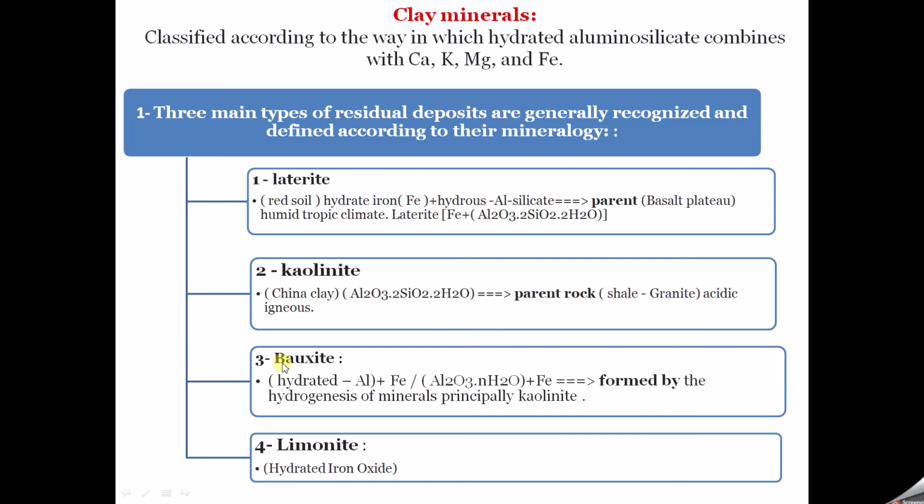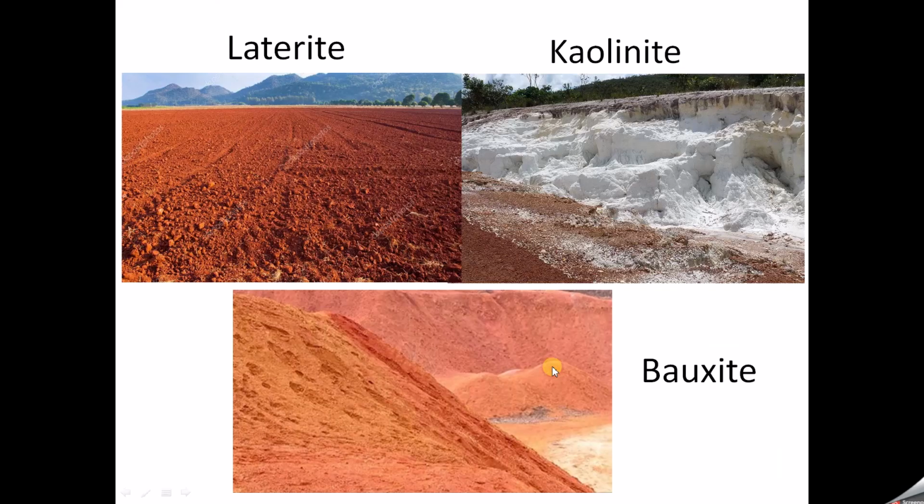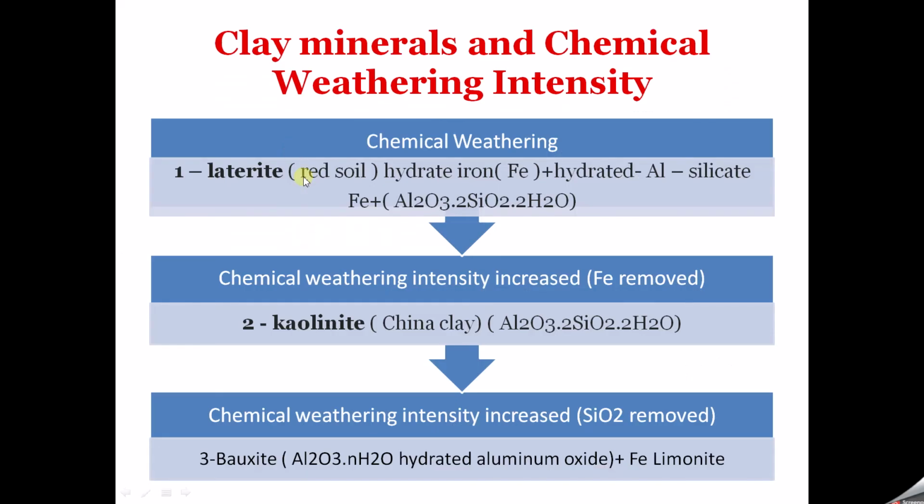And by the way, the bauxite is hydrous aluminum oxide, but in the ores you find iron oxides and titanium oxides with it. This is laterite, hydrous aluminum silicate with iron, red. This is China clay, which is hydrous aluminum silicate, and this is bauxite, which is hydrous aluminum oxide.